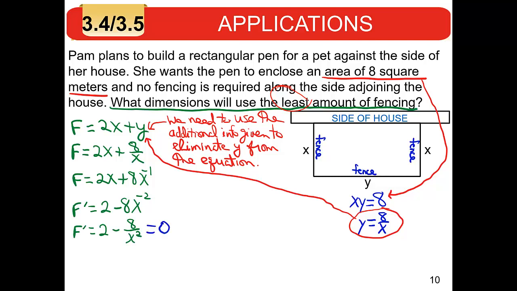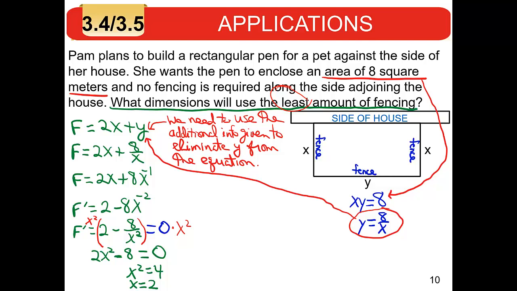I want to set that equal to 0. Clear the fractions by multiplying both sides by X squared. That gives me 2X squared minus 8 equals 0. Move the 8 over, divide by 2, you get X squared equals 4. That means you get technically plus or minus 2, but remember these problems, the variable represents the length of a side of something, so it can't be negative. Negative doesn't make any sense. You're only interested in the positive critical number in this particular context.